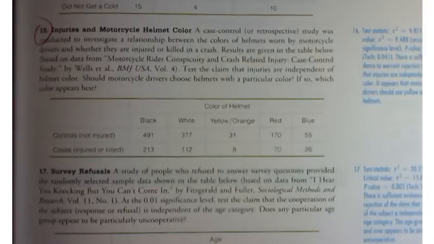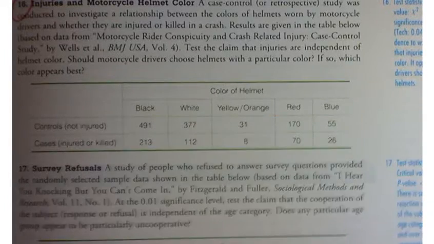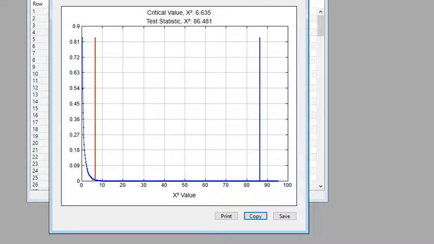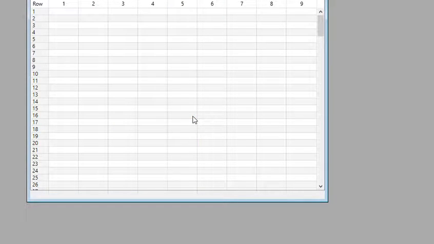Okay, well, let's put in some data here. Yeah, we're still in section 11.3. So we'll go back to Statistic and clear out the old data. Now when you're putting in data, you're going to be entering rows and columns. So let's see, 491 wore black helmets and they were in the control group, and 213 were in the injured or killed group.